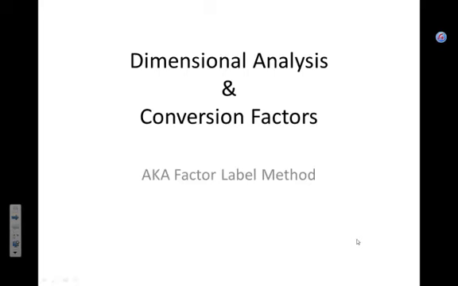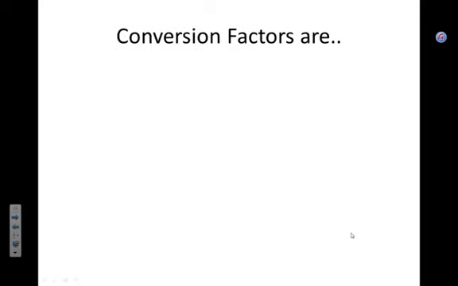This is Mr. Cochrane to talk about dimensional analysis and conversion factors. This is also called the factor label method because we treat labels like they're variables in an equation that will factor out. So here we go.